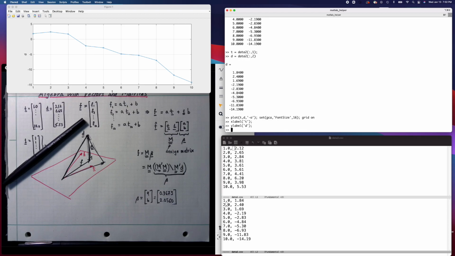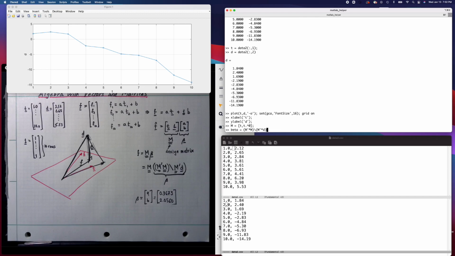Right, so this time, this data set also has a trend. It seems to be a decreasing trend, but more than that, it looks like there might be some curvature to it. But let's start off by just fitting a straight line through this data, since we know how to do it. So M is equal to this. This is the design matrix. We're going to fit a straight line.